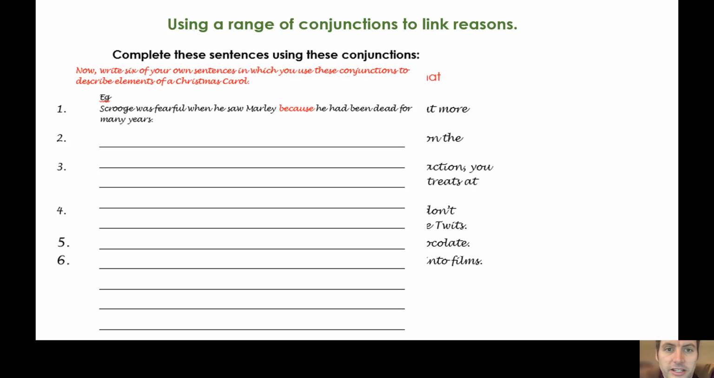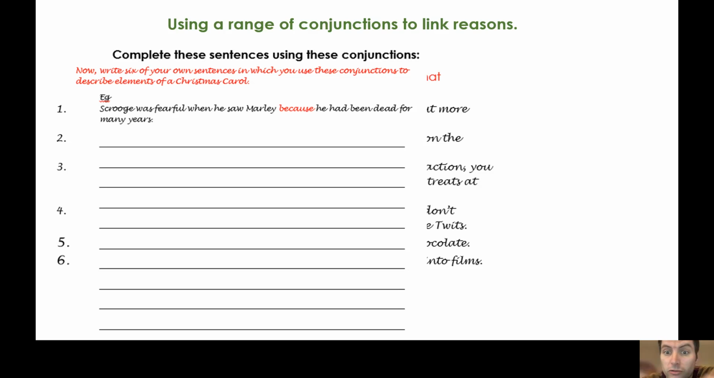And now what I'd like you to do is try and use those 6 conjunctions on the second element of the worksheet. This is where you're writing your own sentences. I'd like your sentences here to all be about Scrooge and Marley and Bob Cratchit and all the other characters and events from A Christmas Carol, because we've read it together. I've used the sentence: Scrooge was fearful when he saw Marley because he had been dead for many years. So the reason Scrooge was fearful was because Marley had been dead for many years.